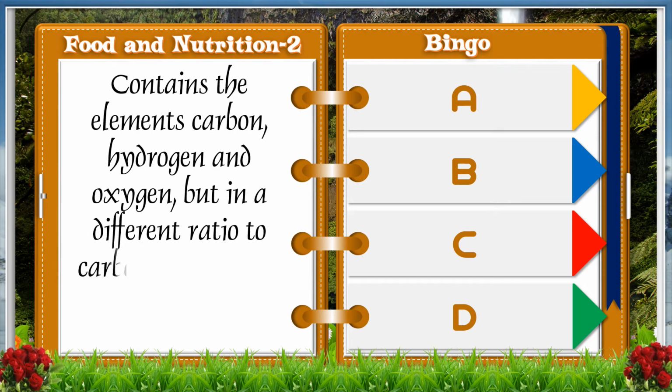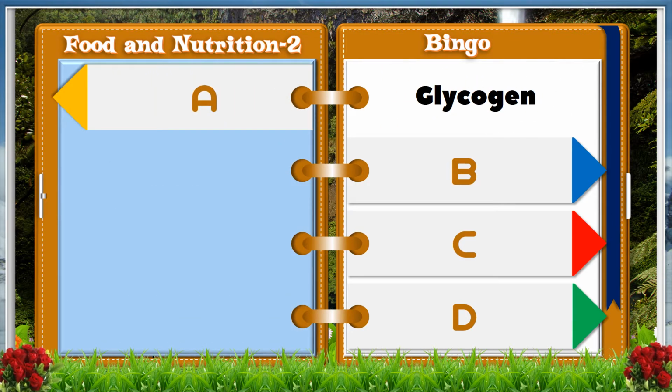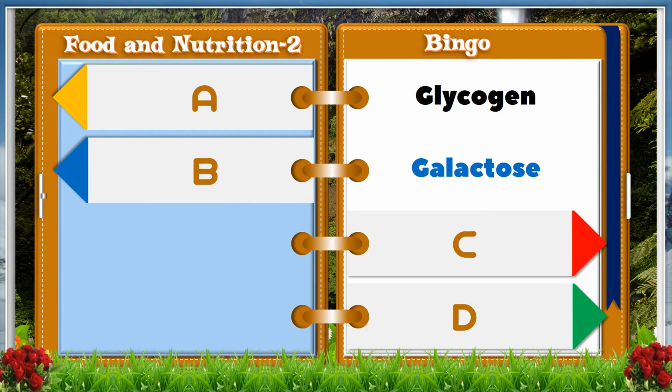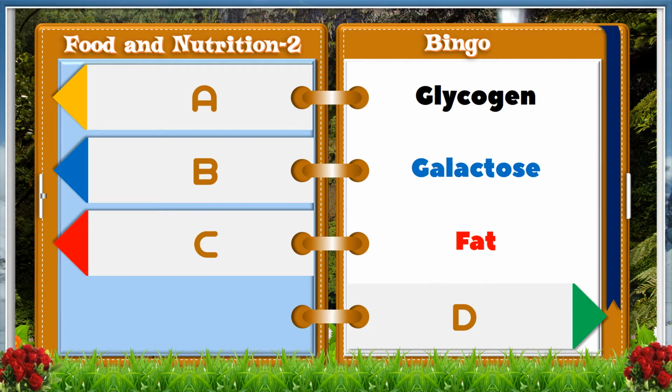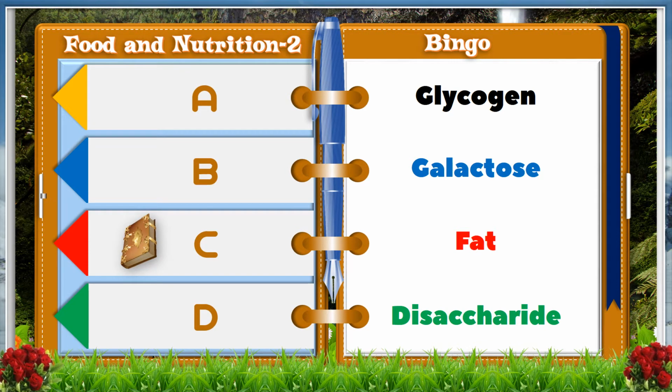Contains the elements carbon, hydrogen, and oxygen, but in a different ratio to carbohydrates. It is solid at room temperature. Option A, glycogen. Option B, galactose. Option C, fats. And option D, disaccharides. The answer is C, fats.